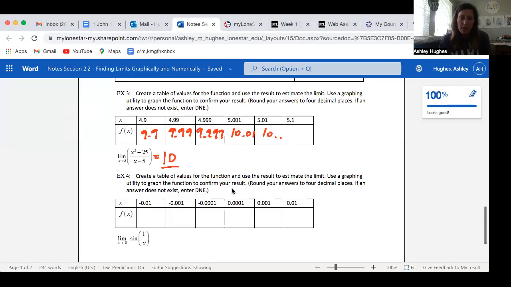Now it says create a table of values for the function and use its result to estimate the limit. So now we're going to do the same thing except for this function. So this is what we put in y1, sine of 1 over x. And this time we're trying to figure out what happens when x gets close to 0. So notice that these values here are to the left of 0, and these values over here are to the right of 0. So I'm going to go back to that screen.